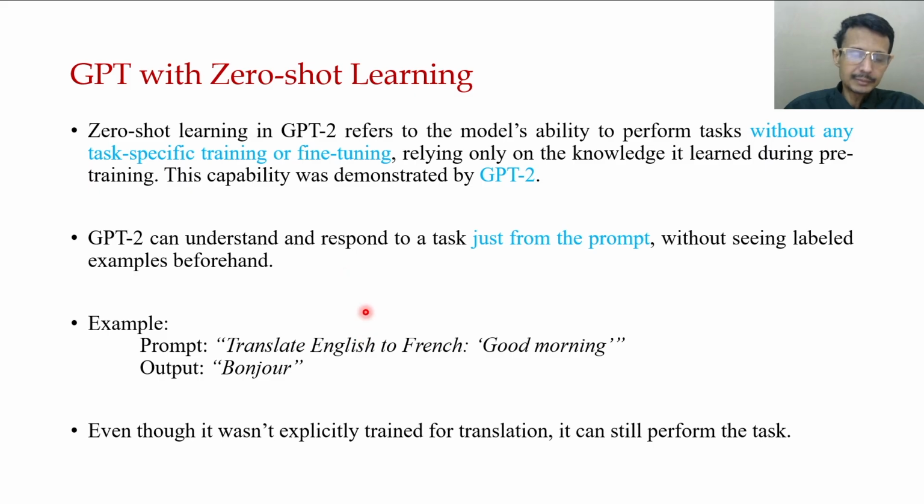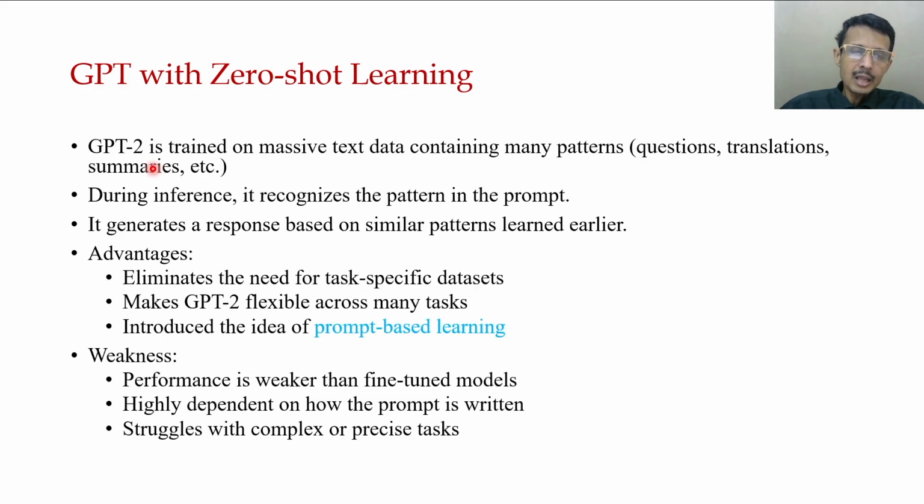GPT-2 is trained on massive text data containing many patterns. That is why it is able to do this. Since it is trained on massive text data, it learns many patterns: question answering, translation, summaries. During inference, it recognizes the pattern in the prompt, and it generates a response based on similar pattern data. Even if it is not present, by knowing the similarity of other patterns, it can predict it.